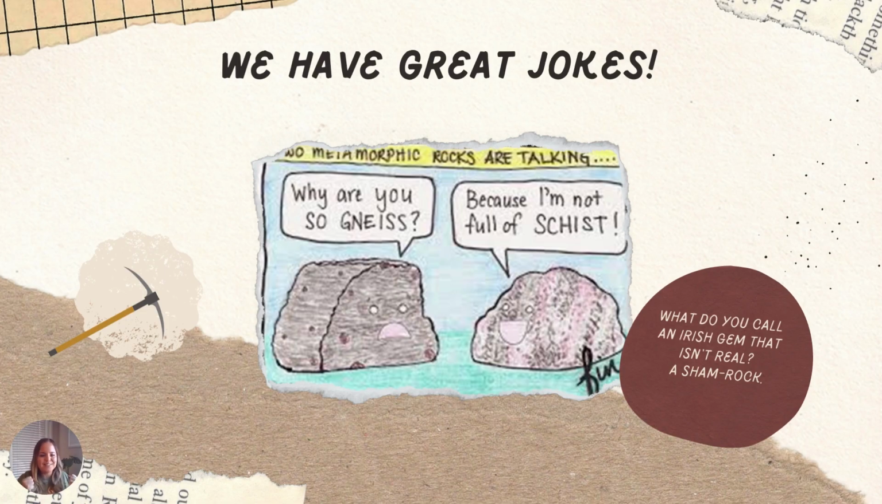And we have great jokes. This will make more sense when we get to rocks, but gneiss and schist are a type of rock. Hopefully you understand the other one. What do you call an Irish gem that isn't real? A shamrock. So I'll go through a bunch of funny jokes throughout the semester just because that's who I am.